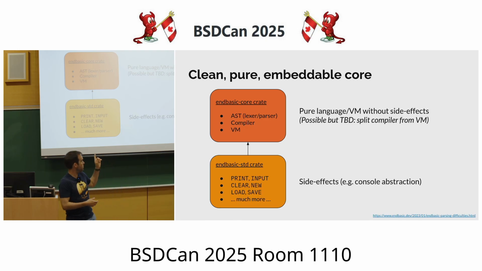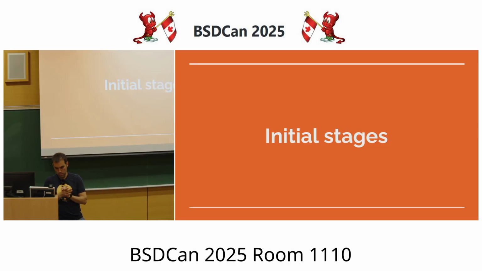Now, this will come in very handy later because you can use the core crate to implement DSLs for whatever you want. It is not tiny, but it's a few hundred kilobytes when you compile in release mode. So it's not huge either compared to most things these days. All right, so that's about everything I wanted to tell you about BASIC.